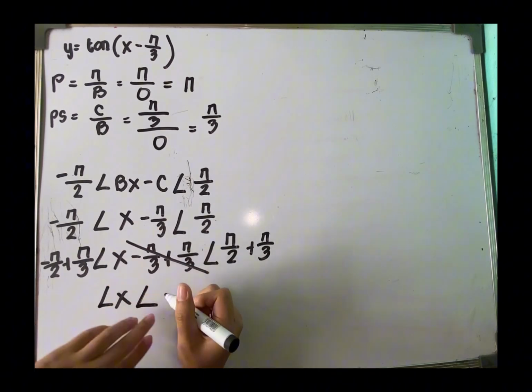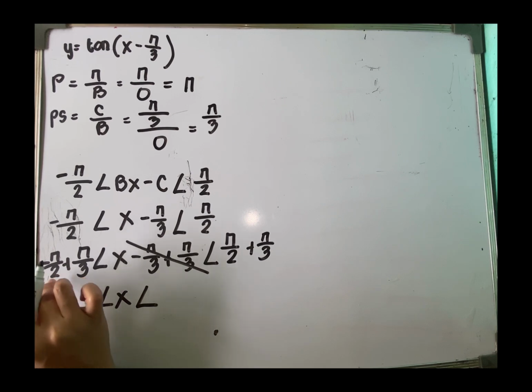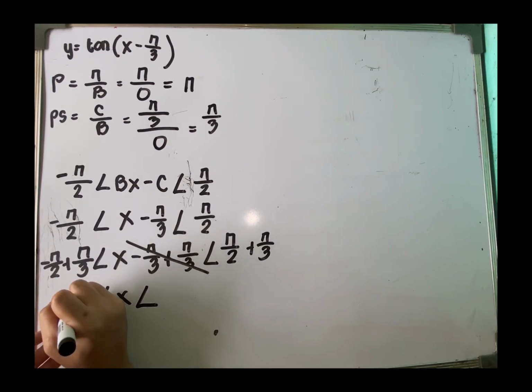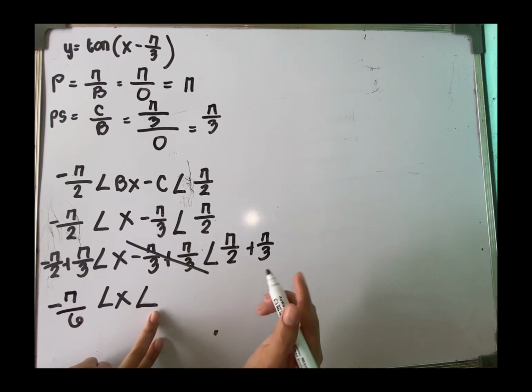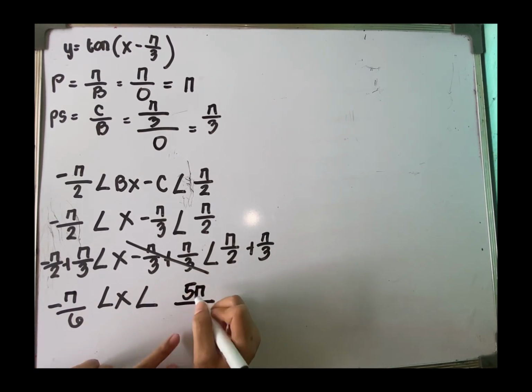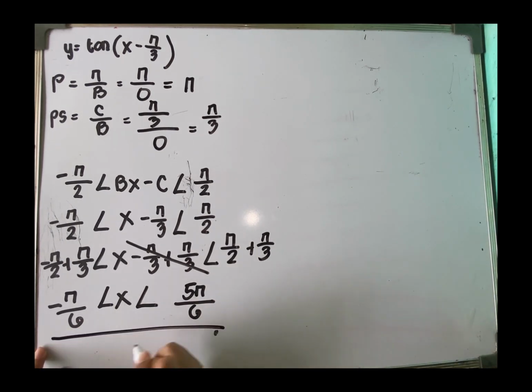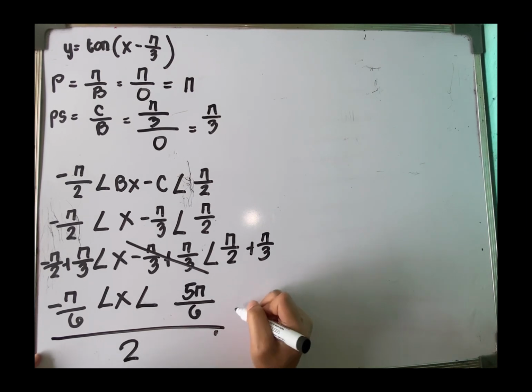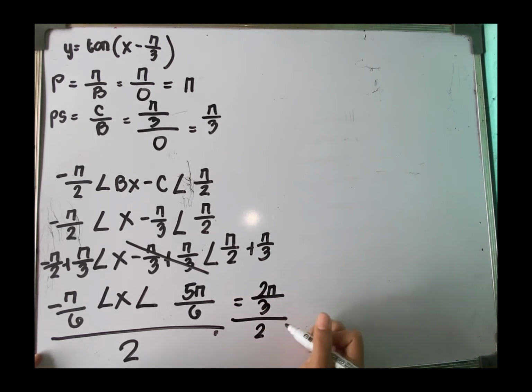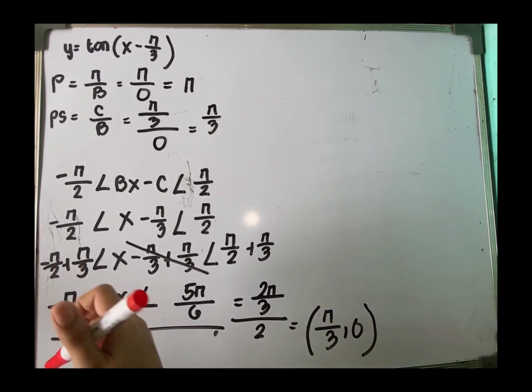Now we can get rid of this and it becomes x. So negative pi over 2 plus pi over 3 is equal to negative pi over 6. Then pi over 2 plus pi over 3 is equal to 5 pi over 6. And now we have to add these two, then divide by 2, to get 2 pi over 3 divided by 2, which is pi over 3, the middle, at 0. And now let's do the table of values.